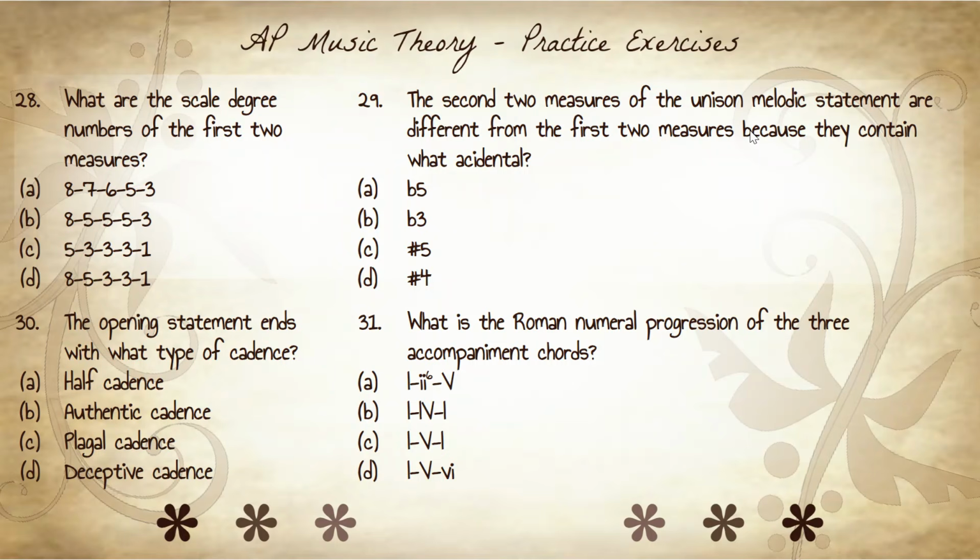Question 30. The opening statement, first 8 measures, ends with what type of cadence? Is it A, a half cadence, B, authentic cadence, C, plagal cadence, or D, deceptive cadence? Question 31. After the first cadence, the second phrase begins in measure 9 with the strings playing scale patterns accompanied by 3 accented chords. What is the Roman numeral progression of the 3 accompaniment chords? Is it A, B, C, or D? Now, let us listen to the first segment.